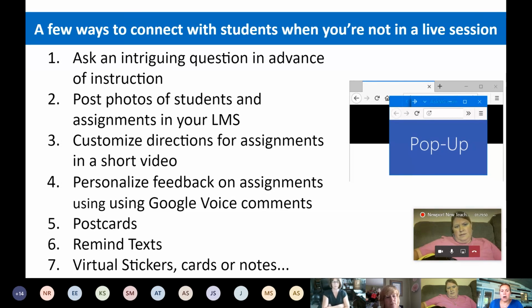Customized directions. I would never suggest that you do this for every assignment, of course, but occasionally, especially if the directions are a little bit more lengthy.